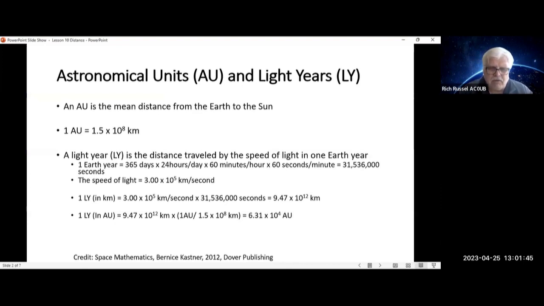in astronomical units is equal to 9.47 times 10 to the 12th kilometers times the conversion factor of 1 astronomical unit for every 1.5 times 10 to the 8th kilometers is equal to 6.31 times 10 to the 4th astronomical units.